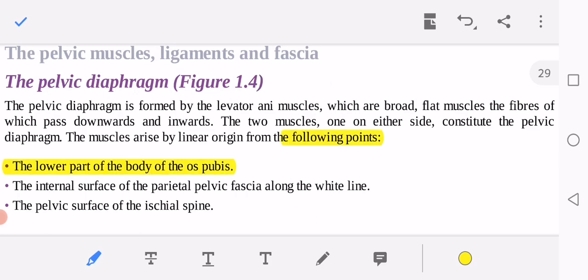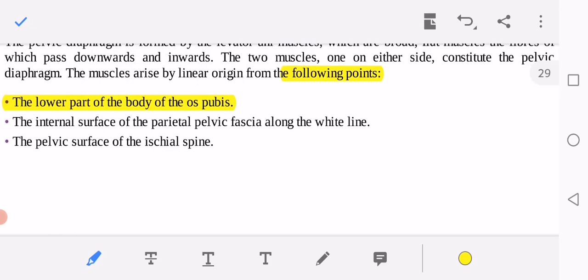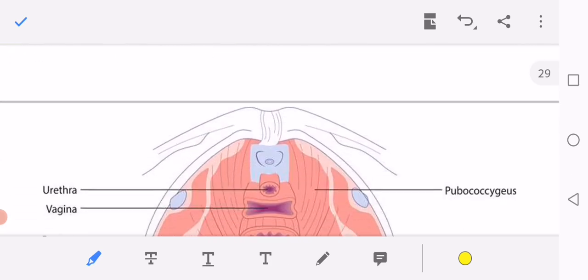The pelvic diaphragm is formed by the levator ani muscles, which are broad flat muscles whose fibers pass downward and inwards. The two muscles, one on either side, constitute the pelvic diaphragm. The muscles arise by linear origin from the following points: the lower part of the body of the pubis, the internal surface of the parietal pelvic fascia along the white line, and the pelvic surface of the ischial spine.